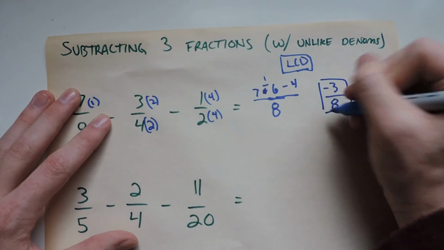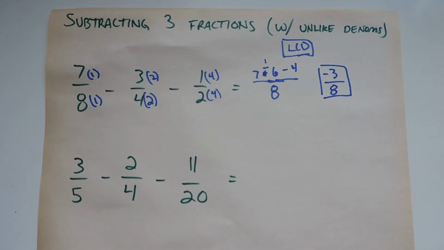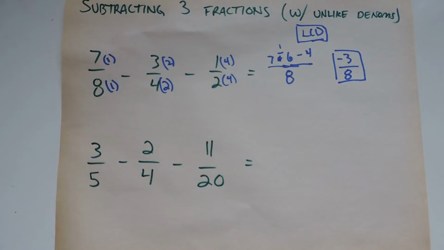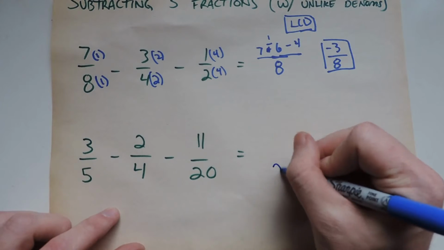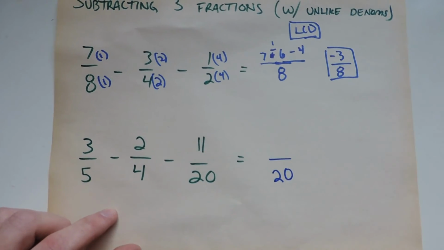And that cannot be reduced further. And that's going to be how it is right now. Looking at this last one here, we're going to do the same thing. Looks like 20 is our lowest common denominator.